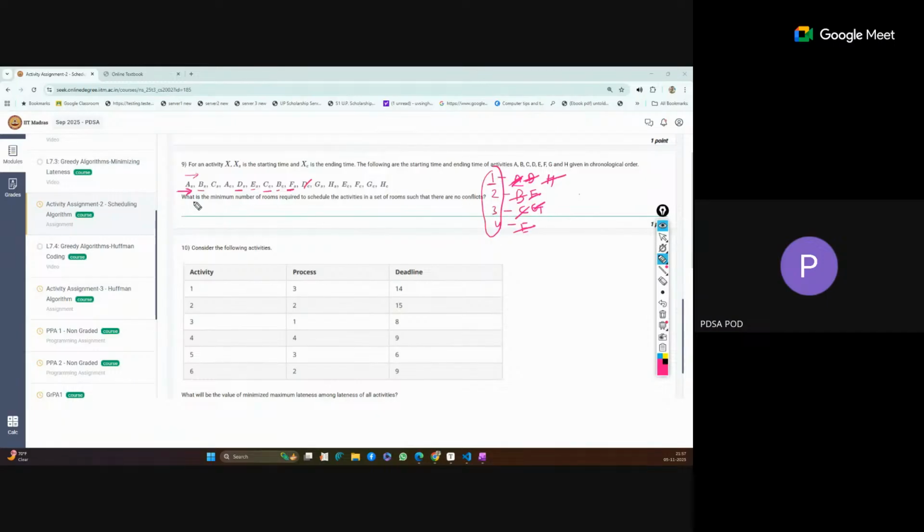So here we are not selecting the slots, but we are just finding the minimum number of rooms that can satisfy this whole sequence of incoming activities and end activities. So this is another type of greedy algorithm, and you can solve it like this.